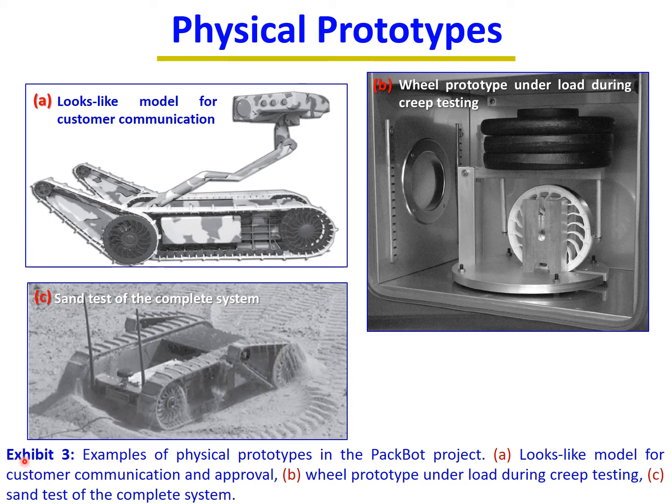So exhibit 3, examples of physical prototypes in the PackBot project. A, looks like model for customer communication and approval. B, wheel prototype under load during creep testing. C, sand test of the complete system. So you see, we are showing you here examples of physical prototypes. And of course, as we said at the beginning, we will take the PackBot as an example throughout the chapter.